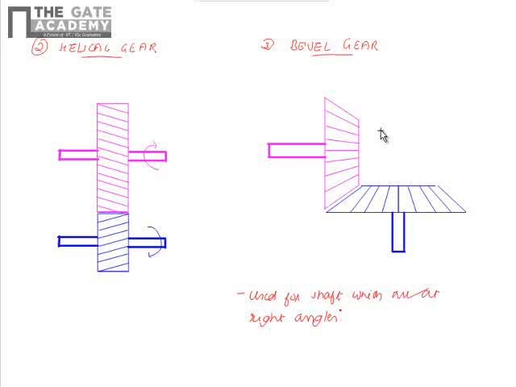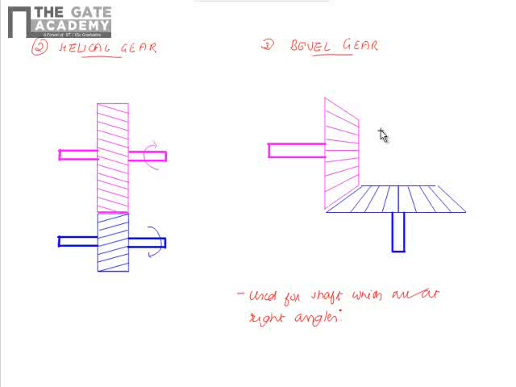So bevel gears are mainly used when we have to transmit power between two shafts which are perpendicular to each other, or which are at right angle to each other. And it's not a very rigid condition. The angle can be slightly more or less than 90 degrees.